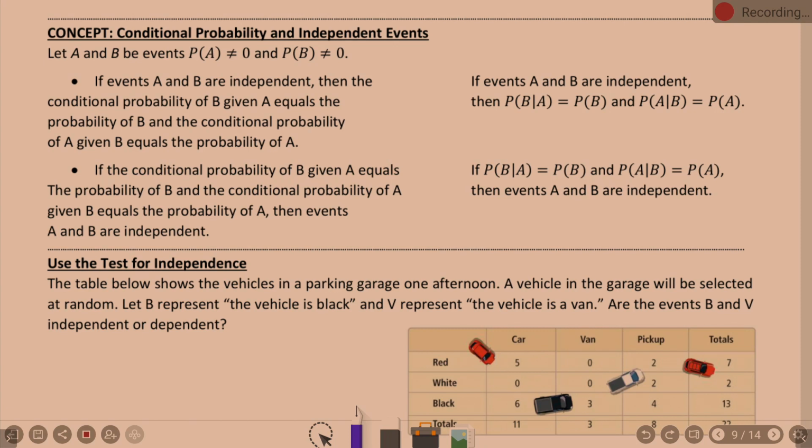Okay, so easier to look at it in symbols, okay? So this would be the test if they are independent. Probability of B given A is going to equal the first part. It's going to be the same as the probability of B. Probability of A given B is going to be the same as probability of A. Okay?